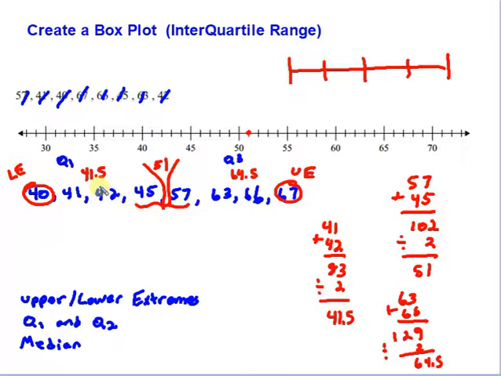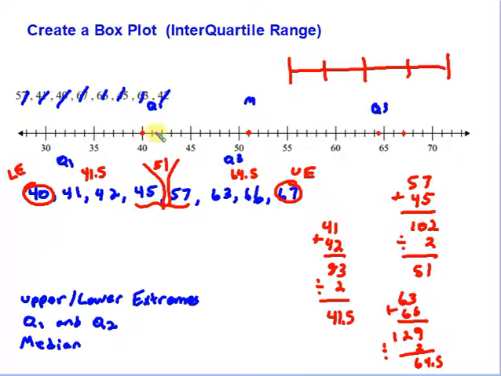I also know that my quartile 1 is 41.5. So I'll put a little dot in between 41 and 42. I know that my quartile 3 is 64.5. So I'll put a little box between 64 and 65. And then I'll label those quartile 3, quartile 1, and then the median, also known as quartile 2. I've also been given my lower extreme, so that goes here. My lower extreme is 40. My upper extreme is 67. So 66, 67. I've got all my points graphed.